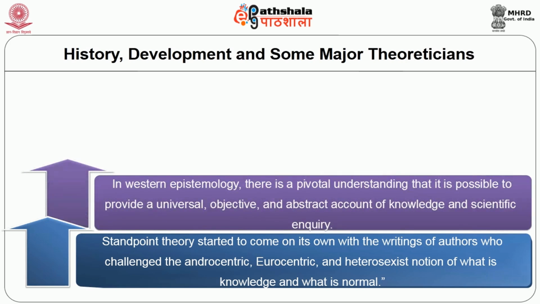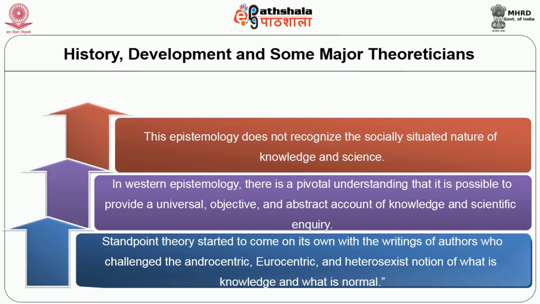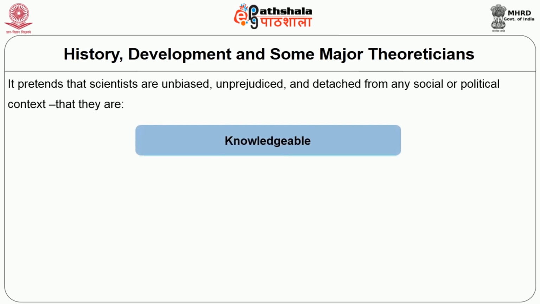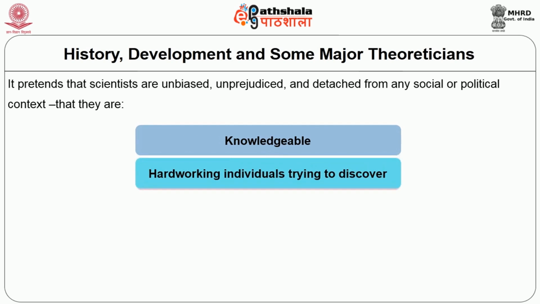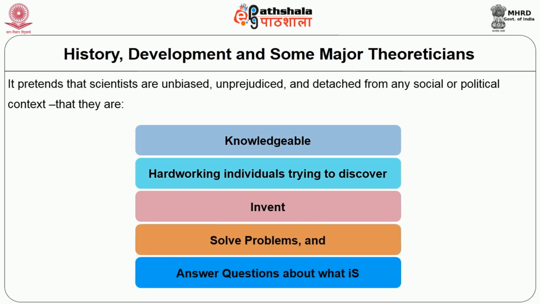In Western epistemology, there is a pivotal understanding that it is possible to provide a universal, objective, and abstract account of knowledge and scientific inquiry. This epistemology does not recognize the socially situated nature of knowledge and science. It pretends that scientists are unbiased, unprejudiced, and detached from any social or political context, that they are knowledgeable, hardworking individuals trying to discover, invent, solve problems, and answer questions about what is.